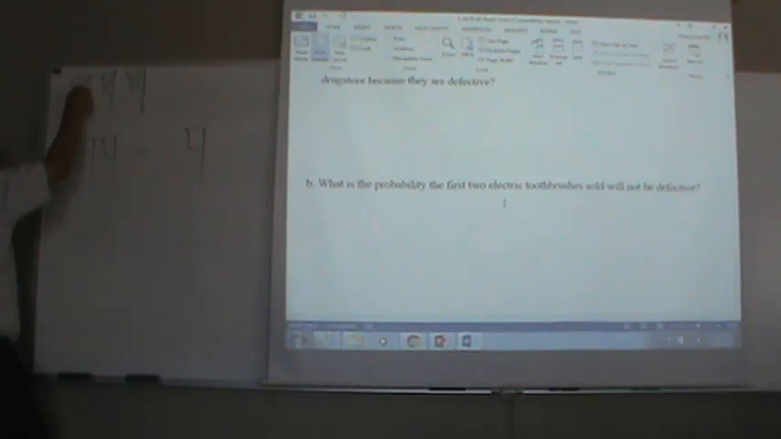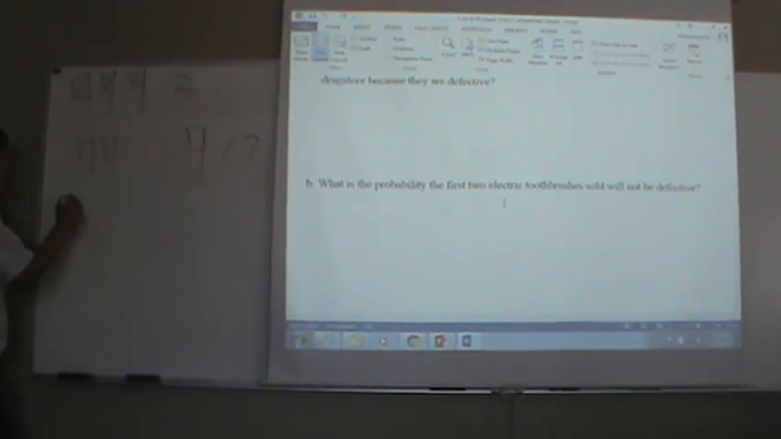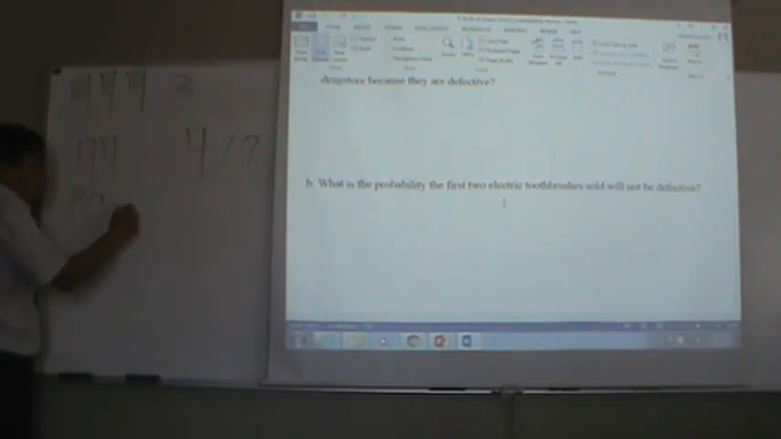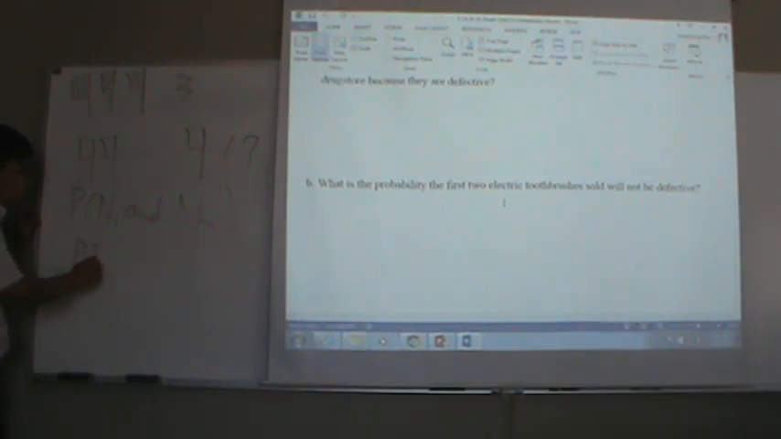3 out of 20 times 2 out of 19 equals 6 over 380 equals 0.01579, 1.58%.